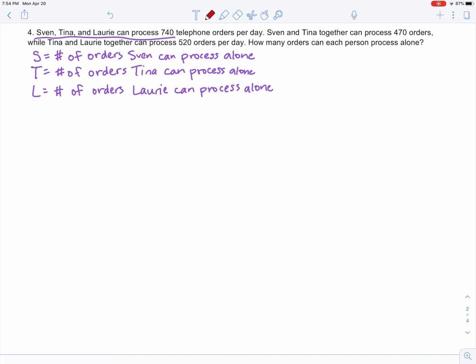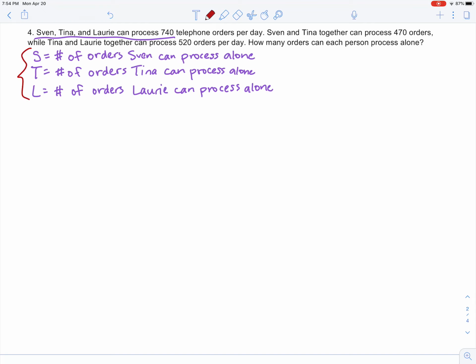So the first thing I did here was I named my unknowns. I used S, T, and L because of the names. You can use anything you want. You could use X, Y, and Z. I like to use the letters of the names because it helps me to build the equations more quickly. So because there are 3 unknowns, we do need at least 3 equations to solve for all of them.